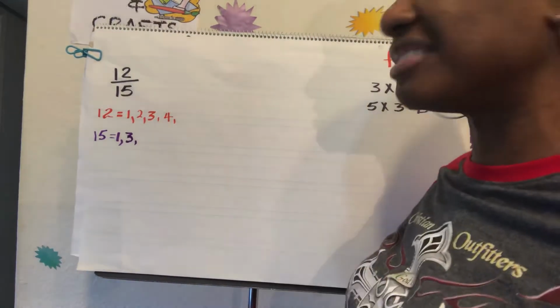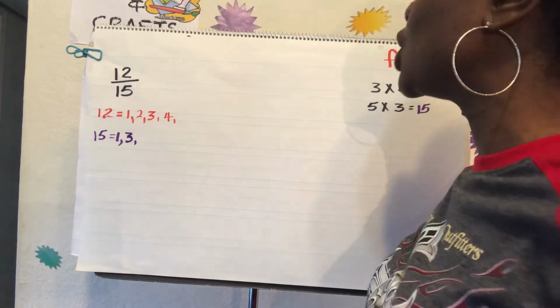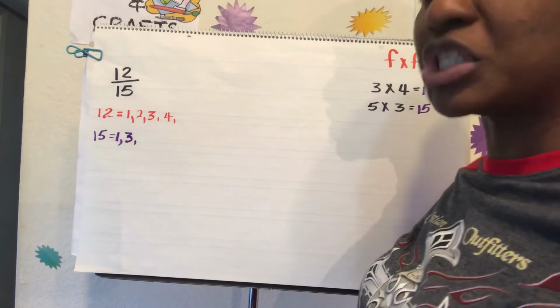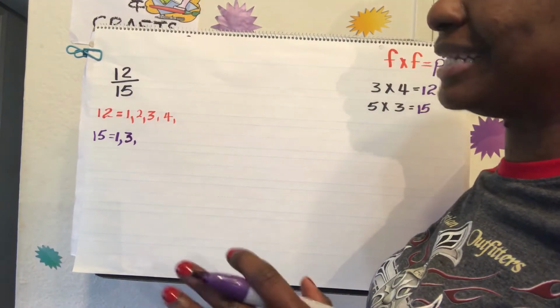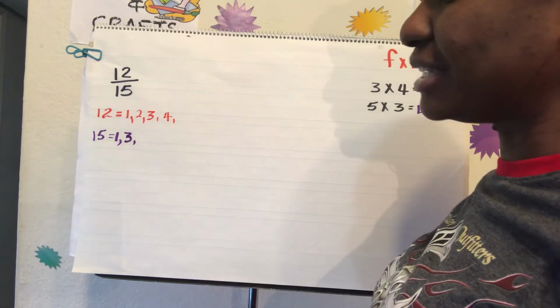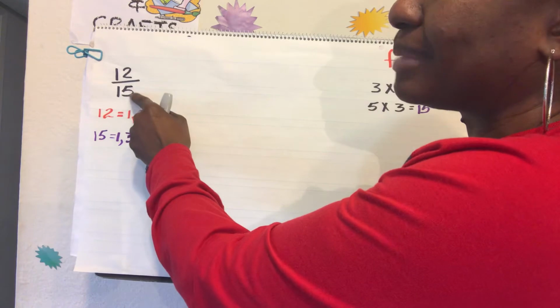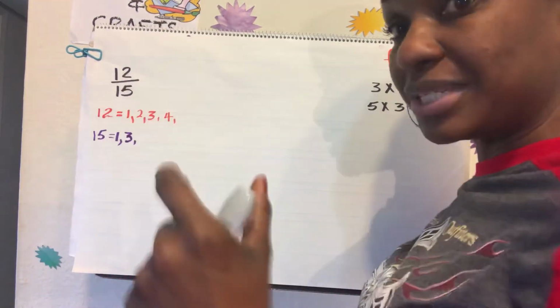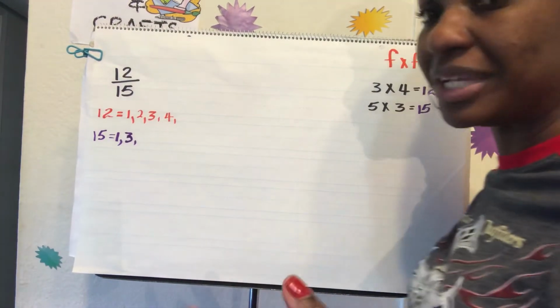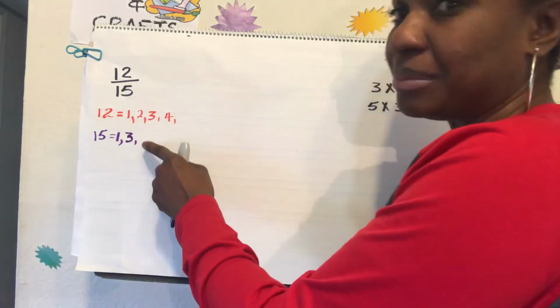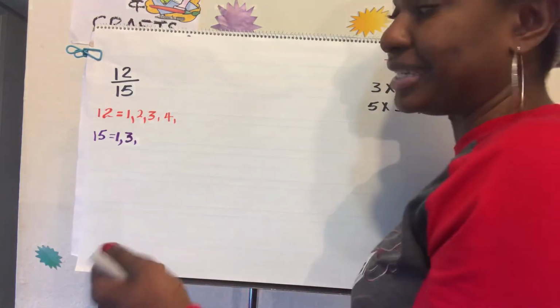Remember, you can pause this video at any part, go back, rewind. You can watch it with your parent, and they can also help you and explain that to you. We're getting somewhere. We're going to try to figure out what to divide 12 by and what to divide 15 by to reduce it or to simplify the fractions like we've been doing in class. This is just another way to help you get there.